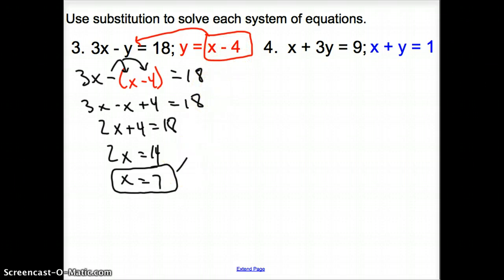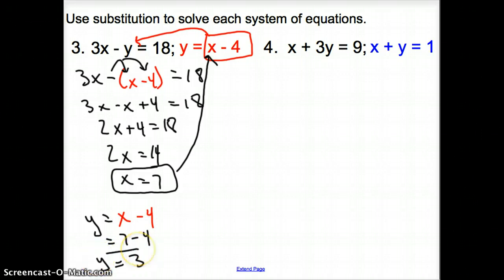We still don't know what y is, so we have to plug it in for our x to find y. So using y equals, and I'm going to use the red equation, x minus 4, I'm just plugging that 7 right in. So we have 7 minus 4 is 3. So now y equals 3. Let's try it again for 4.